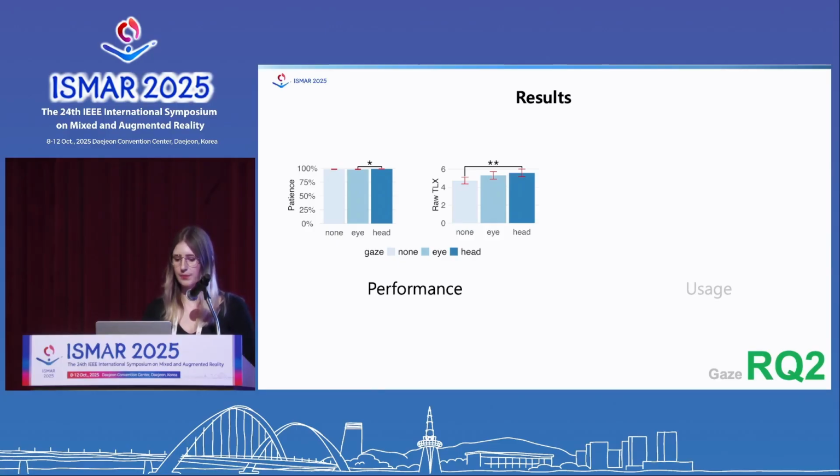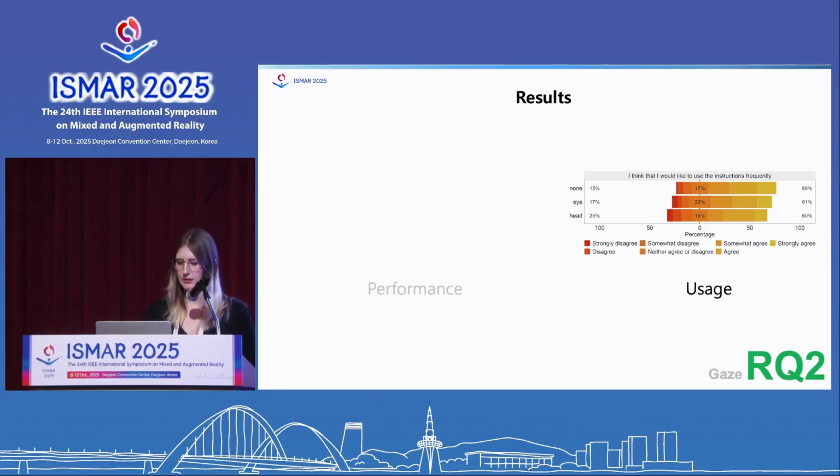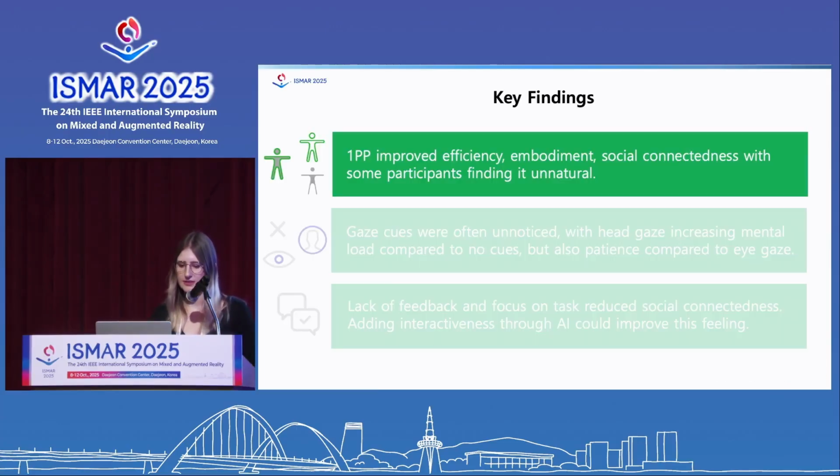And also, when we look at the raw NASA-TLX, the non-gaze cues led to less mental demand than the head gaze cues, which could be because the head gaze was very far away from the actual happening. So the participants had to switch a little bit more with their eyes, and that probably led to the higher demand. Also, the participants stated, when we look at the usage, that they would use the non-gaze cues more often than the head gaze cues. And here are our key findings summed up.